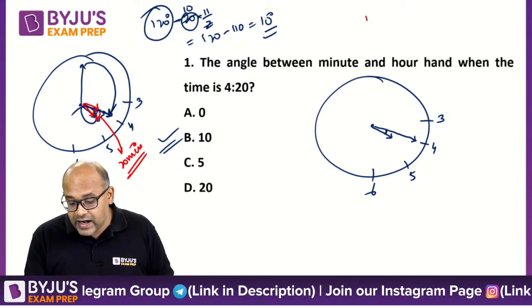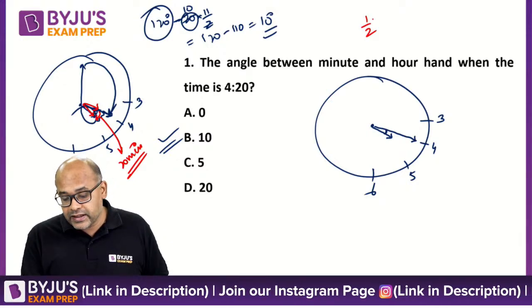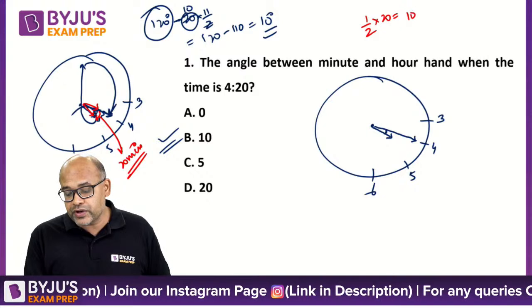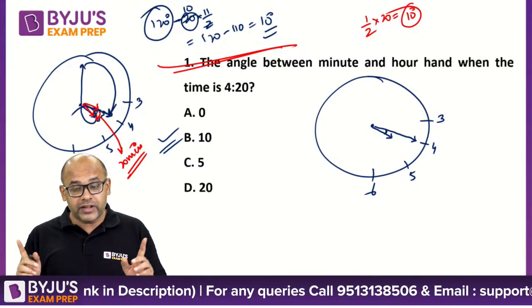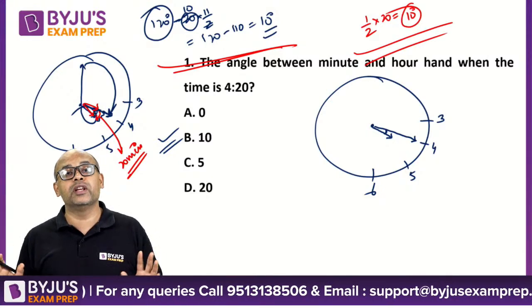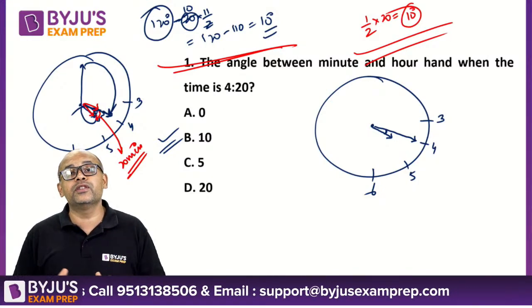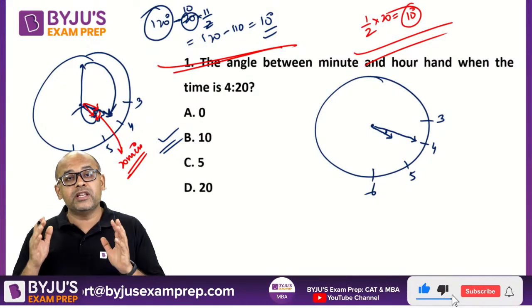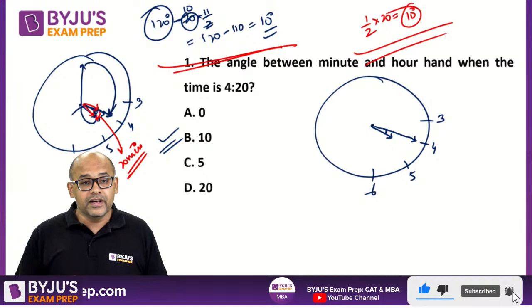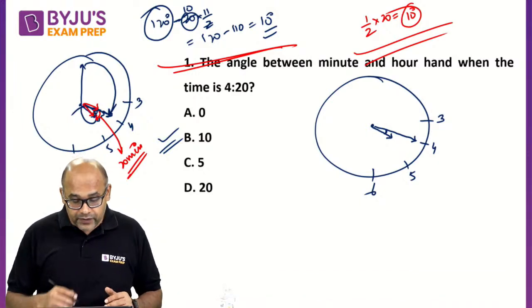So the speed of the hour's hand is half a degree per minute. For 20 minutes, this should give you straight away the angle as 10 degrees. So this is one approach, nothing wrong with it. This is another approach, nothing wrong with it. We can do calculations on clocks in multiple ways. Whichever you are comfortable with, please stick to that. Right? Let's take another question.